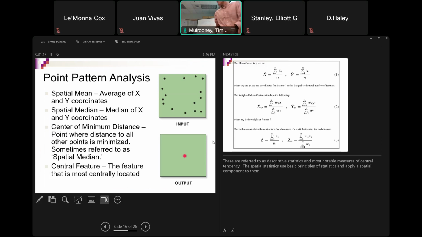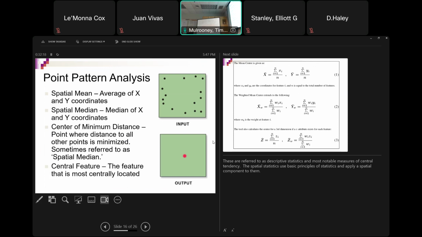I want to articulate that because in a couple of weeks, we're going to be doing something called nearest neighbor analysis, where it just calculates how far something is from its nearest neighbor, then adds up all the numbers and divides by the total to see how it compares to a random distribution. We also have something called the central feature: the feature closest to the center, the one with minimum distance.